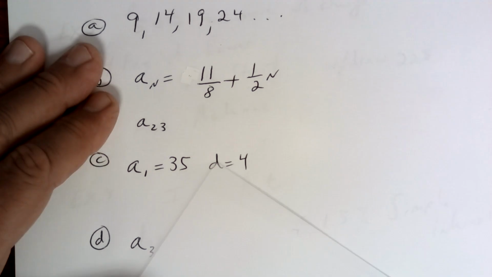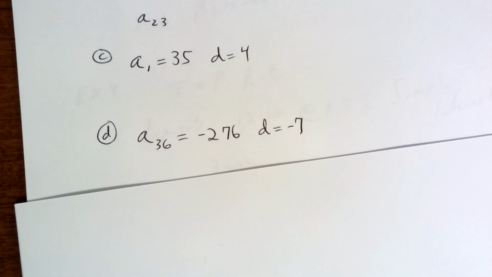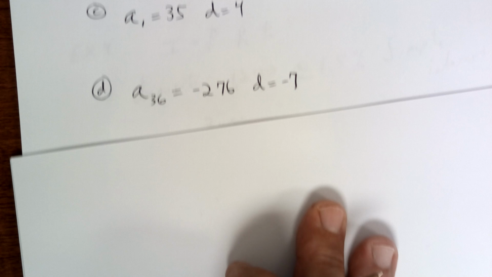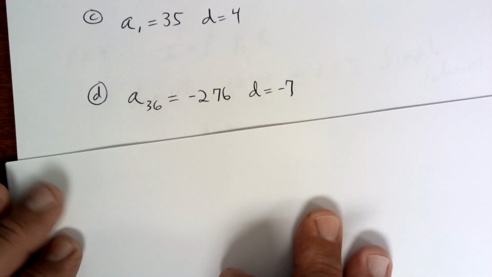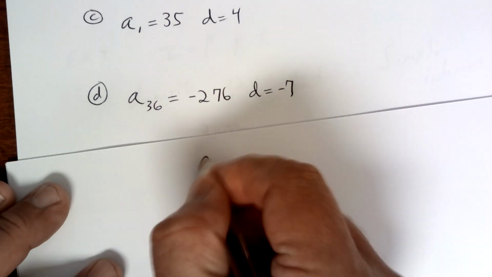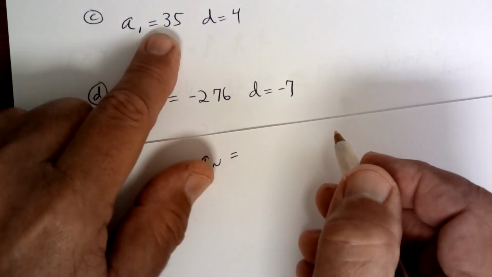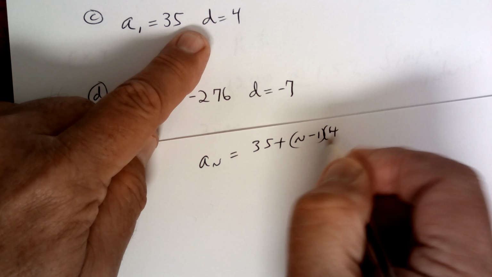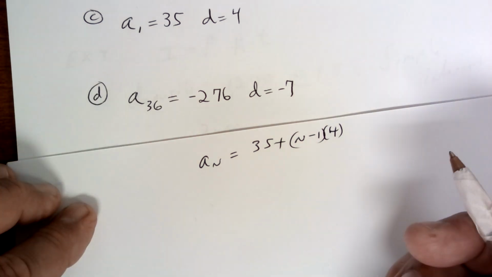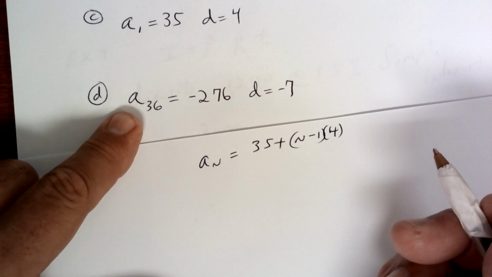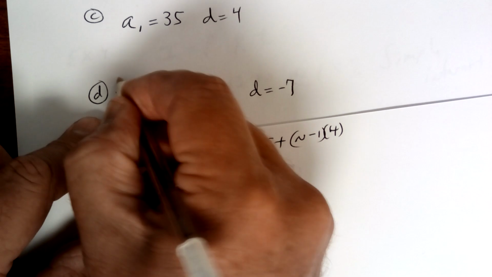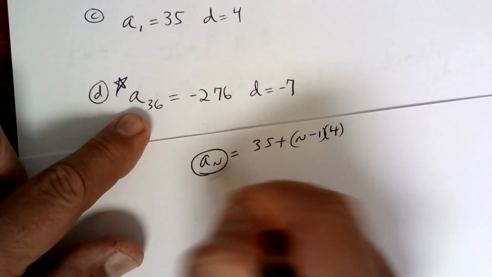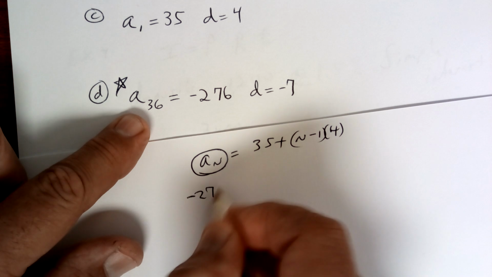This one right here, try these two. Okay, so on these two right here, your first term is 35. So it's going to be a sub n equals 35 plus n minus 1 times 4. And again, you can distribute. This one wants the 36th term. Put a star by this one. Well, they tell you the 36th term, so that's going to go here. So you're going to put negative 276 here.